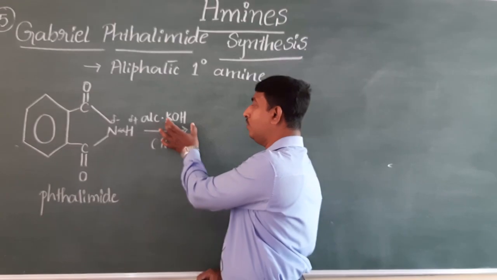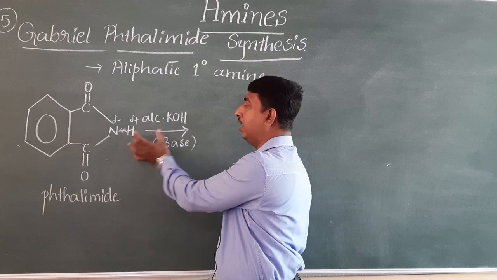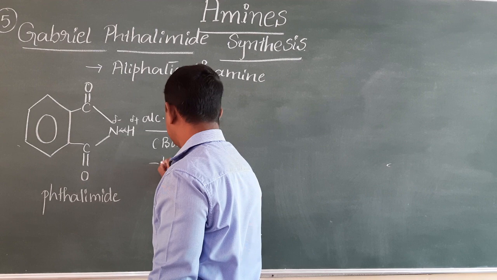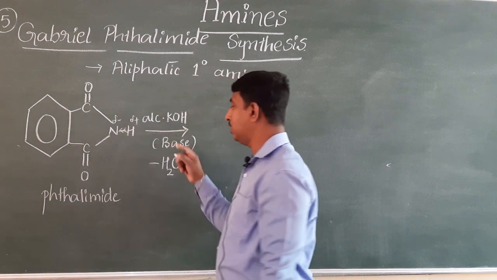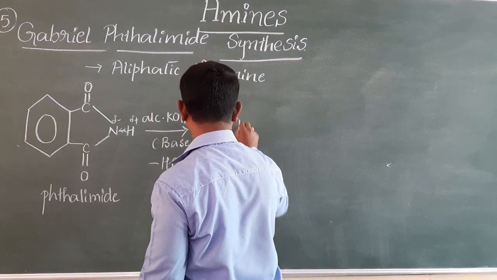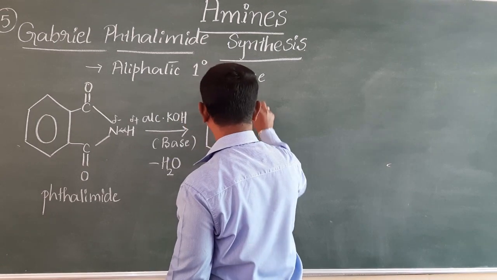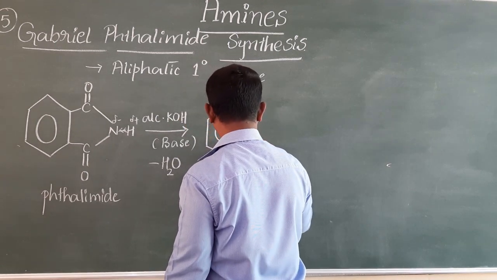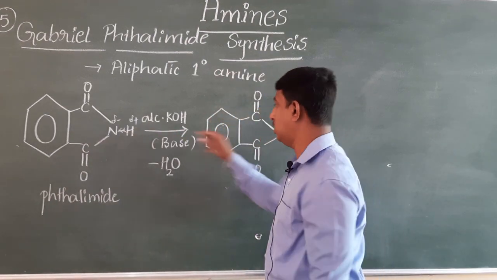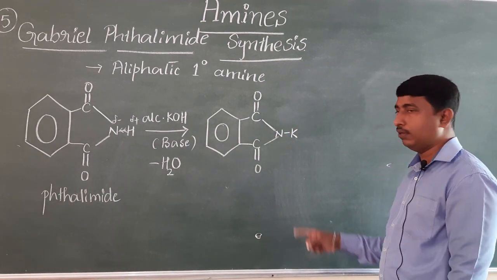So we have a base here, OH minus. This OH minus readily abstracts a proton, H plus. OH minus accepts a proton, and H plus and OH minus combine to form water, giving us salt. It is C double bond O, again C double bond O, and NH becomes NK.